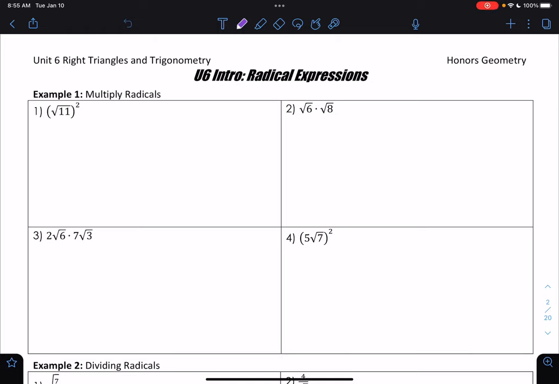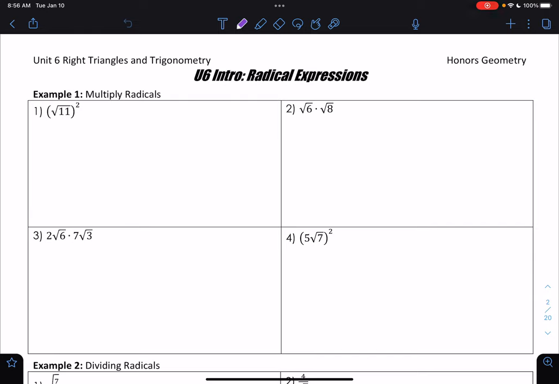Hello all, so I'm going to be working through some of these radical expressions with you, that way you have them as reference points as you practice. So we're going to talk a lot about radical operations, including how to multiply and divide. Some of these you may be familiar with, some of them may be new, so let's just get right into it.